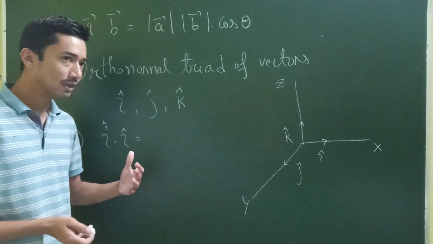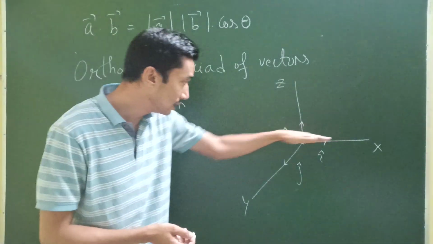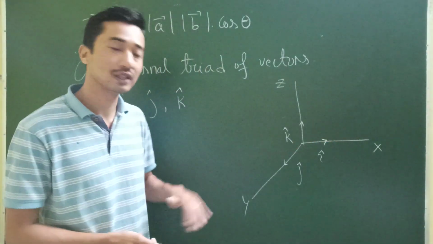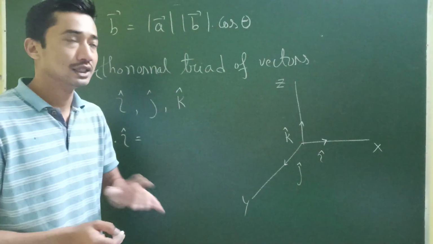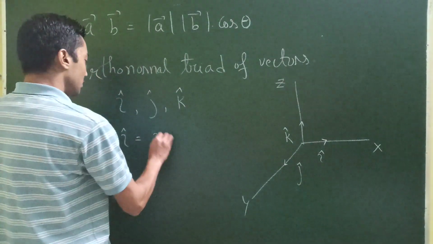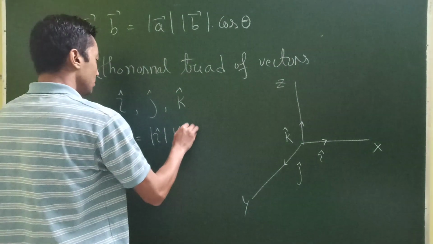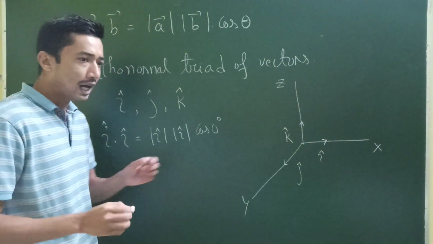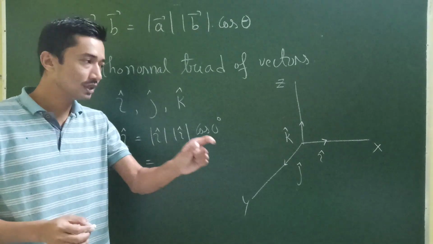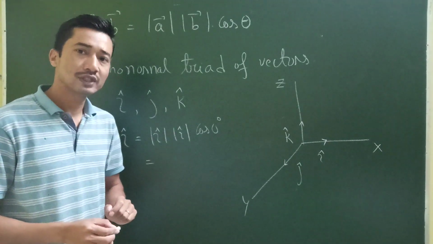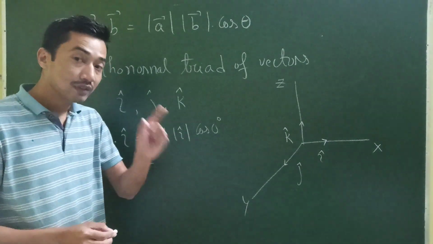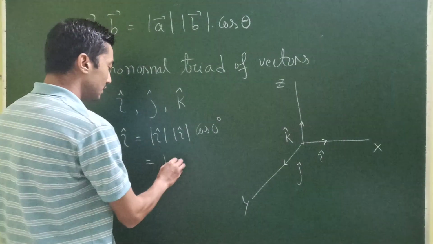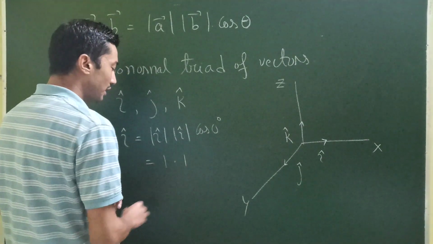I dot I, what are these? Like vectors, because I dot I are both vectors in the same direction, if you remember. So that's going to be magnitude of I into magnitude of I cos 0 degree. Now what is I? I cap represents a unit vector in the direction of the x-axis. Unit vector means its magnitude will be 1, into this also will be magnitude of 1.